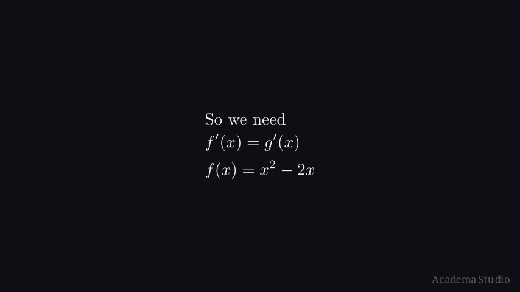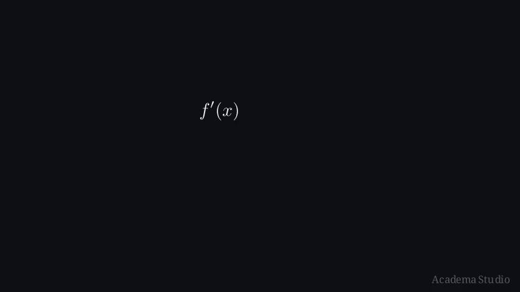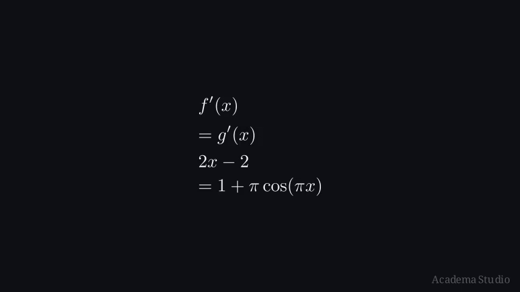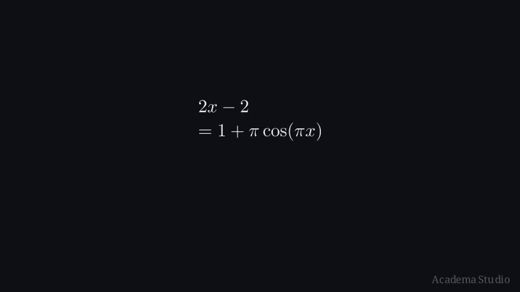So we need to solve f prime of x equals g prime of x. First, find f prime of x. So f prime of x equals 2x minus 2. And g prime of x equals 1 plus pi cosine of pi x. Now set the two derivatives equal. This equation means the tangent lines have the same slope. This equation is not easy to solve exactly by hand, so we use a calculator or numerical solver on 0 less than x less than 1.